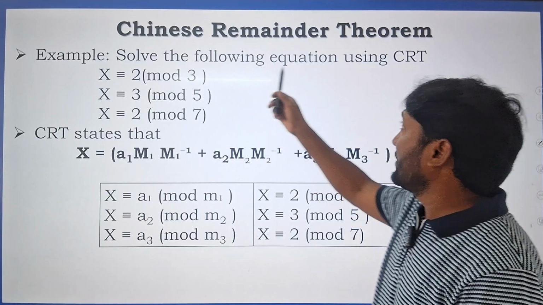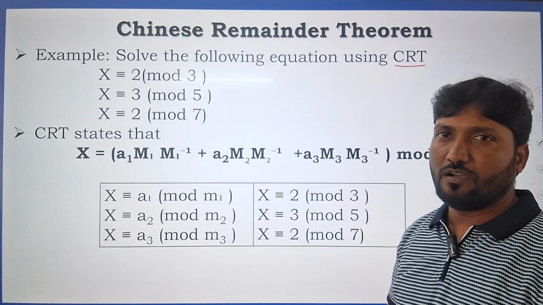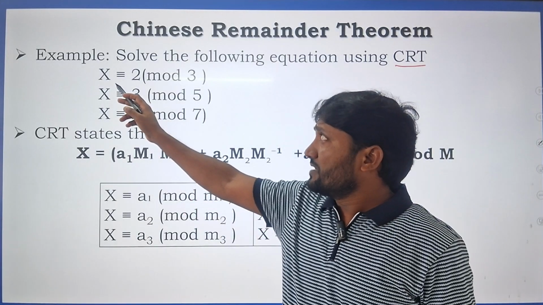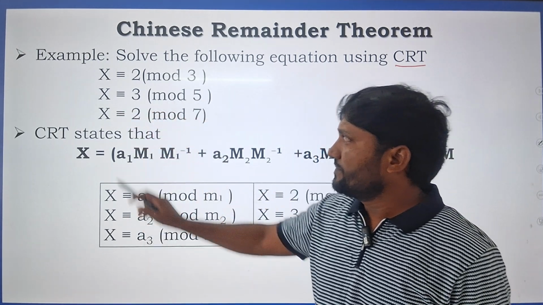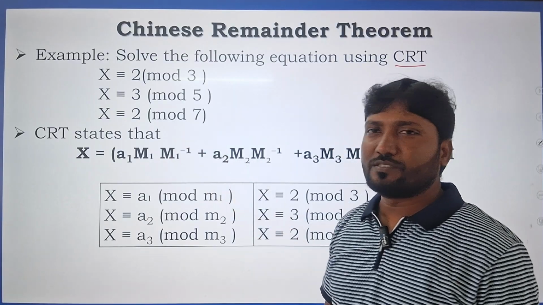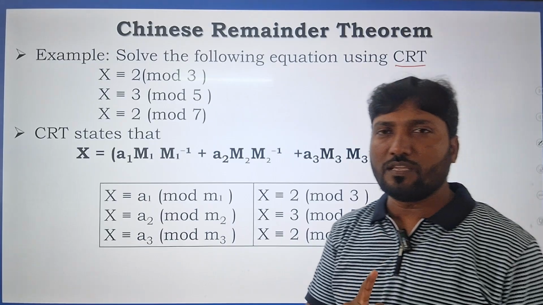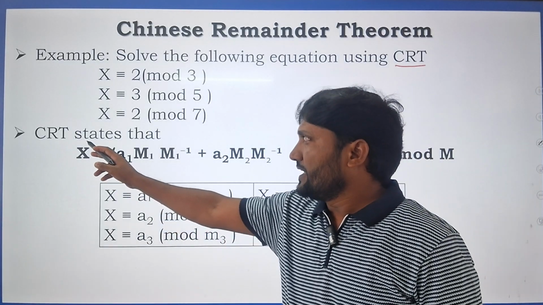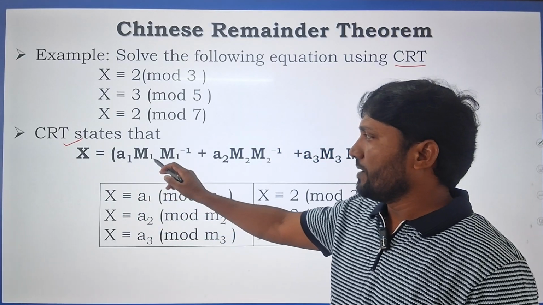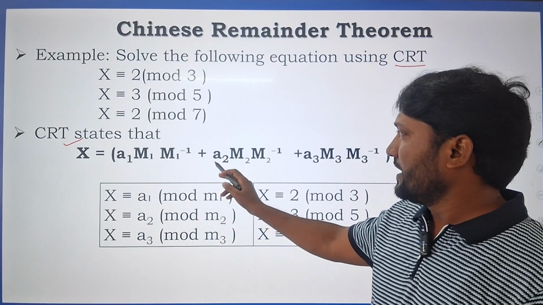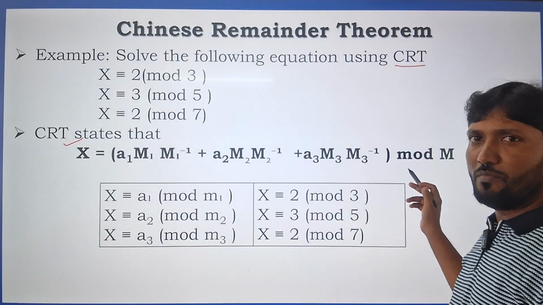Now solve the following equations by using the Chinese remainder theorem. What are the given equations here? x congruent 2 mod 3, x congruent 3 mod 5, and x congruent 2 mod 7. Then calculate x. As we know, there is a single solution, that is, the CRT, the Chinese remainder theorem, states that x equals a1 M1 M1 inverse plus a2 M2 M2 inverse plus a3 M3 M3 inverse mod M.